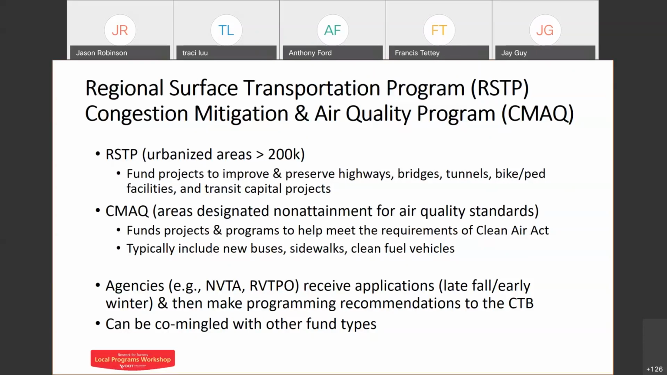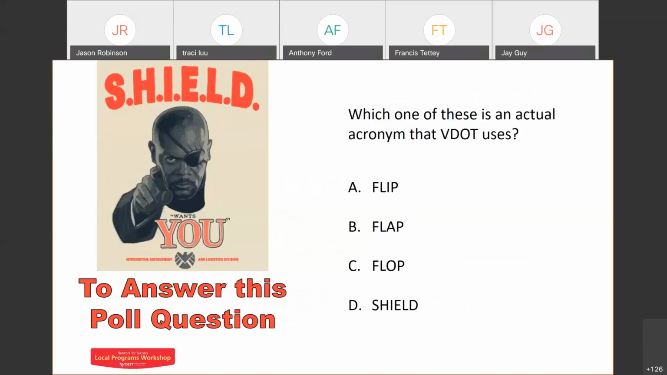So Jay, if you want to go on to the next slide, we've got one more poll for the folks in case I have lulled the people to sleep with my voice here. We'll have another poll to ask you guys. So which one of these is an actual acronym that VDOT uses? FLIP, FLAP, FLOP, or SHIELD? Which one of these is an actual acronym that VDOT uses? So we'll take a moment for you guys to respond to that.